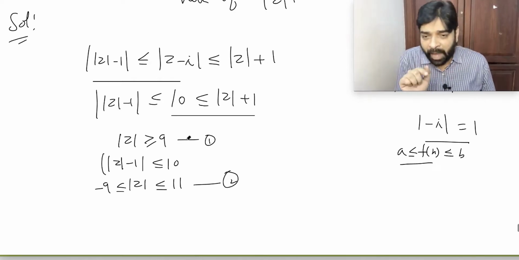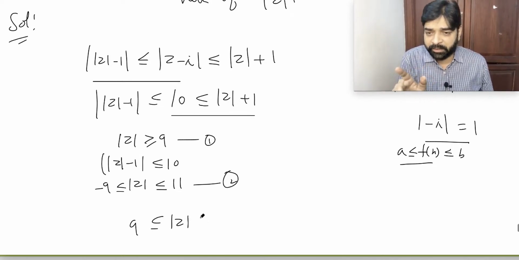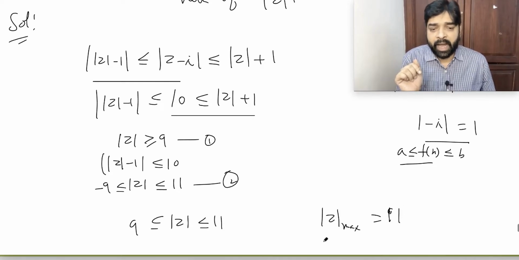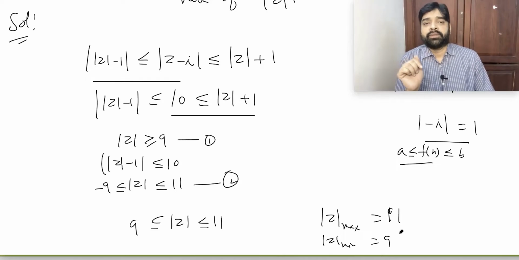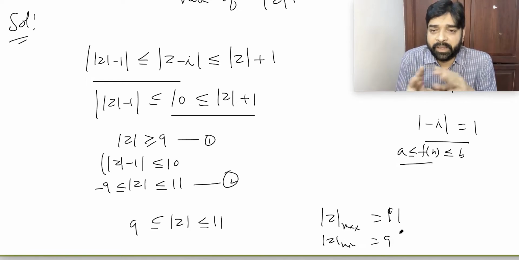Now, I have to take what? The common value between them. So if you take the common value, what will the common value come? 9 to 11, am I doing everything correct now? So what is the maximum value of mod z? 11. And the minimum value of mod z? 9. Did you understand? Is it clear to everybody? No, we'll do it some other way also, don't worry. But I'm just trying to make you understand that property. Write down quickly, everybody.